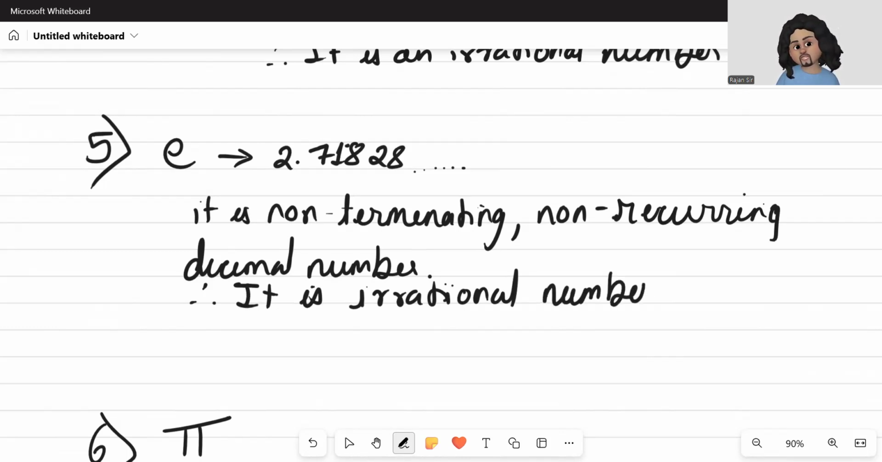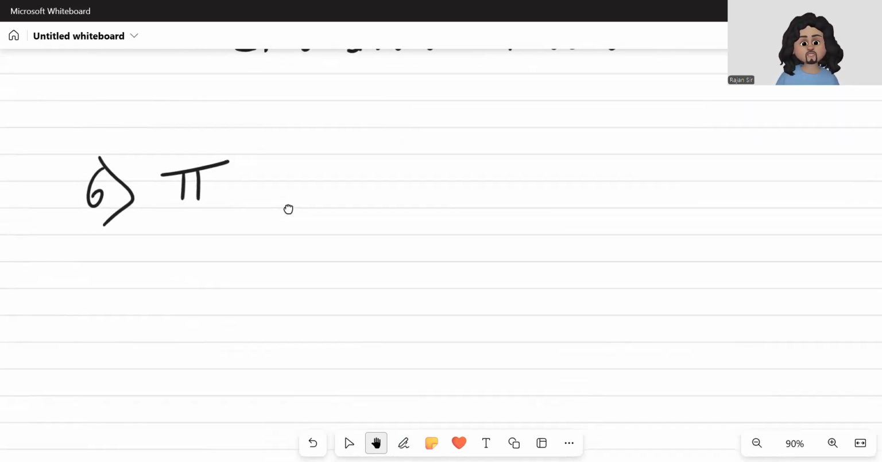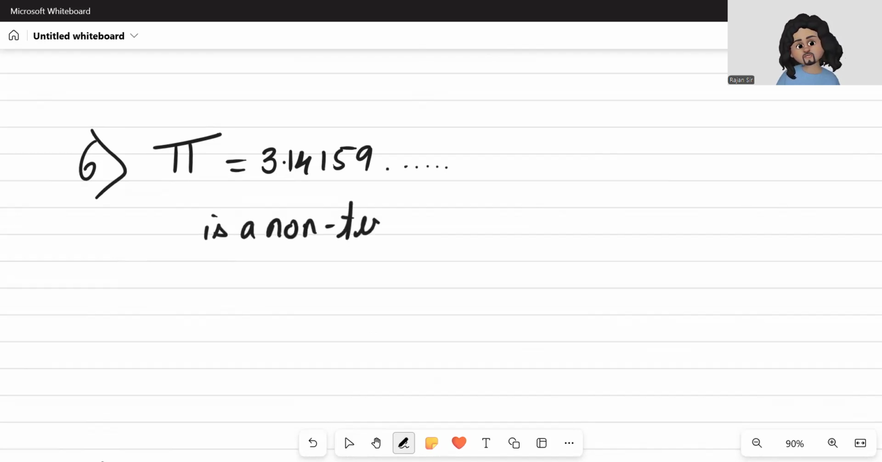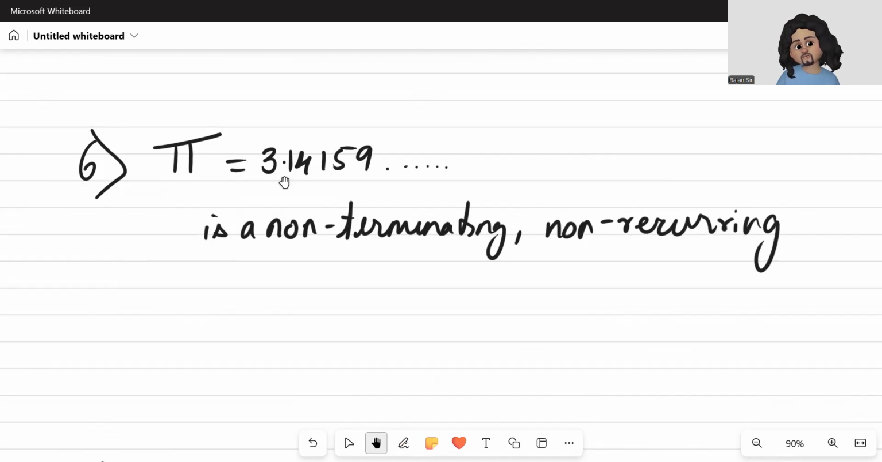But how will you prove this? This is how you should write in the exam. Okay, another very famous and the most important number ever, we have pi. So if we have 3.14159, how will you remember this? You can remember 3.14 dot dot dot. That is also okay. So you can say dot dot dot over here is a non-terminating, non-recurring decimal number.